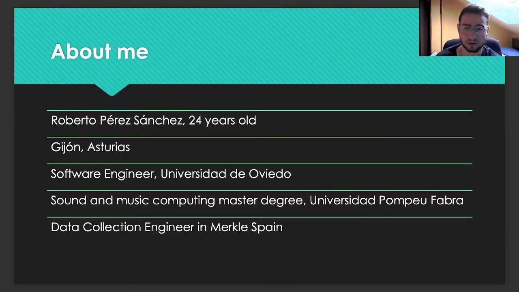First of all, I am going to introduce myself. I am Roberto Pérez Sánchez. I am 24 years old and I am from Gijón, Asturias, in Spain. I graduated as a software engineer in Universidad Oviedo in 2019, and then I studied a sound and music computing master degree in Universidad Pompeu Fabra. And nowadays I work as a data collection engineer in Merkel, Spain.